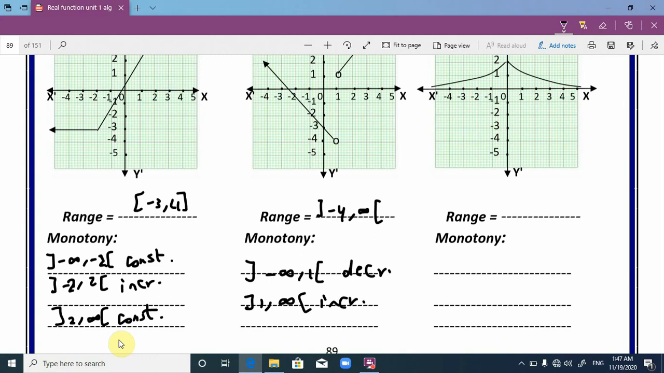Here's the last one, the range here from 0 open to 2 closed. The least value does not touch the x-axis, so the range will be 0 open because 0 is not in the function. Monotony here we have 2 intervals: from negative infinity to 0, f is increasing. And from 0 to infinity, f is decreasing. This is the last one.